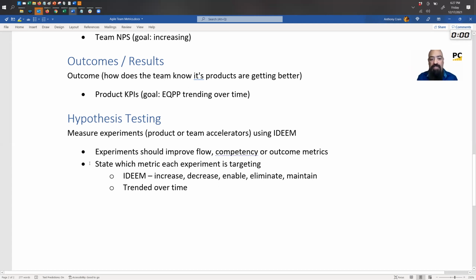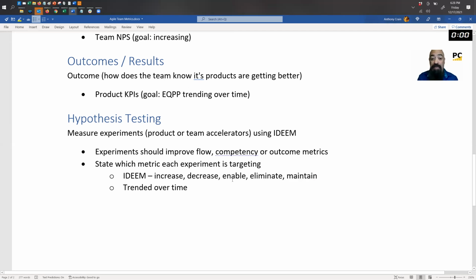And so here, this IDEAM article teaches you how to measure any experiment. Basically, you look at your four KPIs, EQPP, and you ask, which KPI will I increase or decrease, if that's a good thing to decrease? Am I going to enable a new kind of KPI that I never had before, or a new kind of functionality? Am I going to eliminate something that's costly and not valuable? And with the maintain one, let's say you improve productivity, you don't want to decrease quality at the same time.